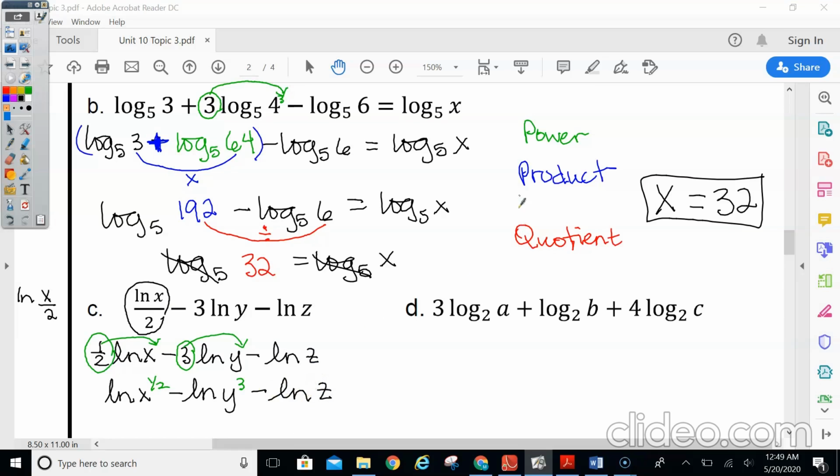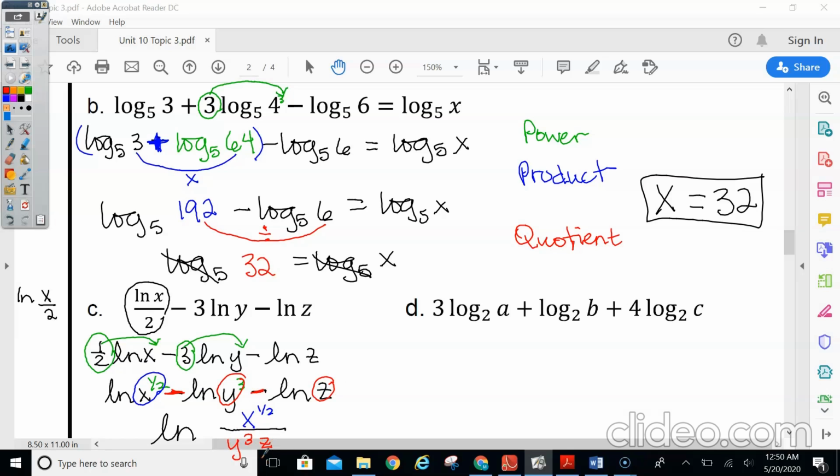Okay, so from here, I'm going to combine both of these steps. So I'm going to get natural log. We saw that positive logs stay in the numerator. Negative logs go to the denominator. So here, using the product rule, this one is going to stay in the numerator since it's a positive log. And then both of these, y cubed and z, are going to go in the denominator because they're both negatives.